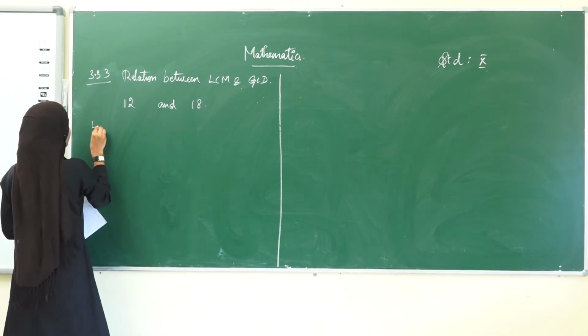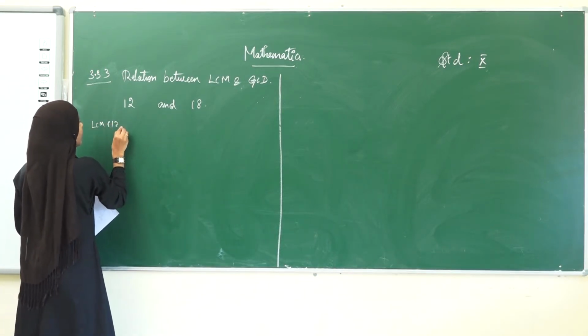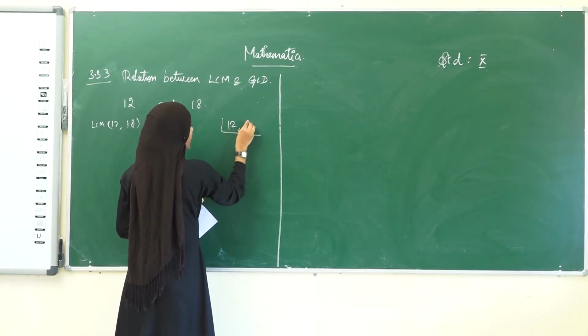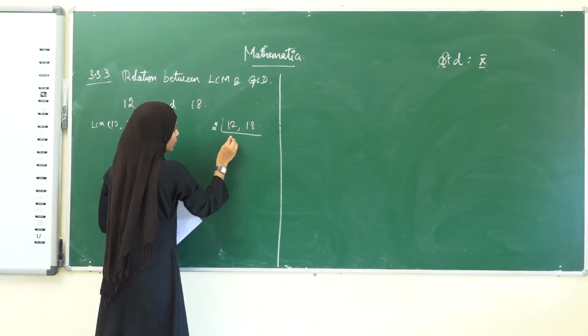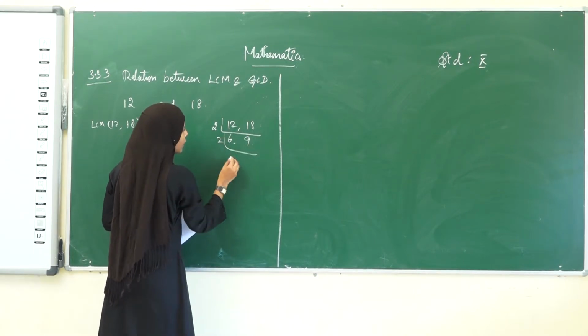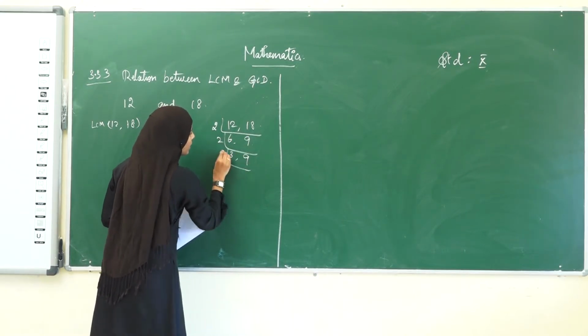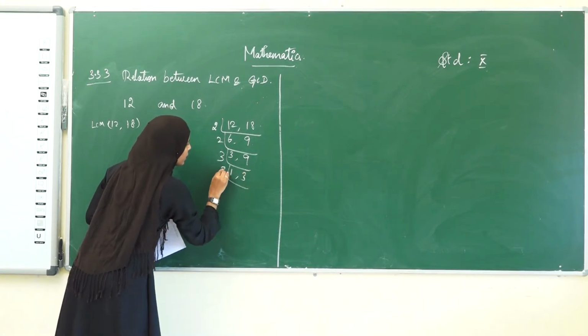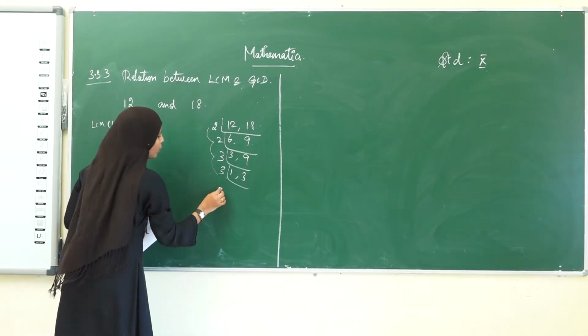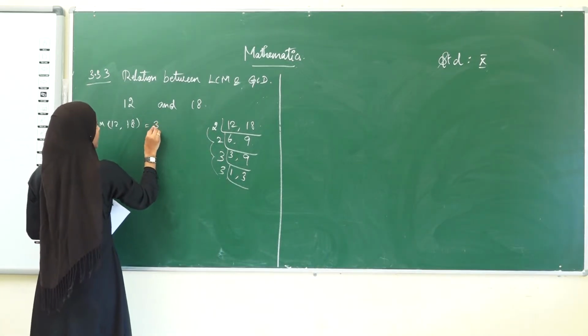Okay, so what is the LCM of 12 and 18? How can we find the LCM? Like this, 12 and 18. 2, 6 and this one becomes 9. Here again 2, 3, 9, 3, 1, 3. What's this? 2 into 2 into 3 into 3. So 9 into 4, 9 fours are 36.